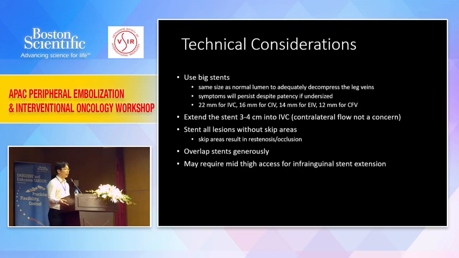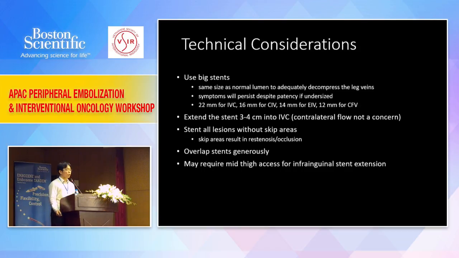And these are some of the guidelines: 22 mm for IVC, 16 for CIV, 14 and 12 and so forth. Unfortunately, most times you need to extend the stent a little bit into the IVC. Although having said that, with some of the newer stents, which have an oblique cut into the stent, you can prevent that from happening. But this came out only about the last 2 to 3 years.